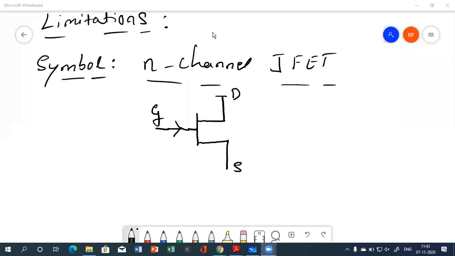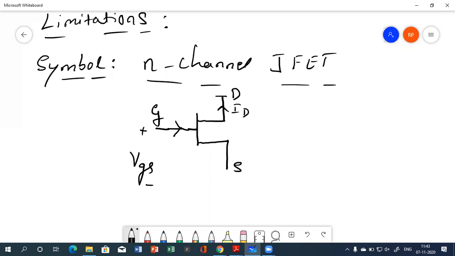Okay, so now this is the symbol of N channel JFET. Using this, I will draw the equivalent circuit first. Here we'll first consider certain things between the gate and source. The voltage which is applied, we will always call VGS, and the current across the drain terminal is always called ID. And here, I assume there is some internal capacitance.